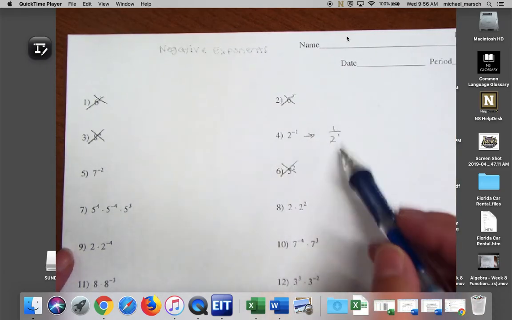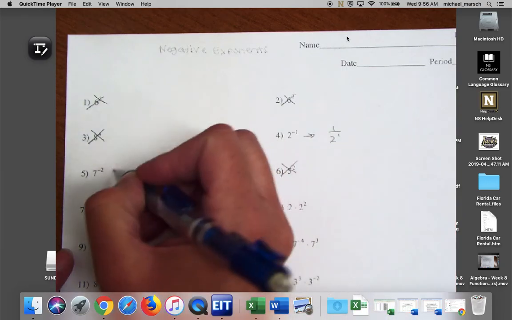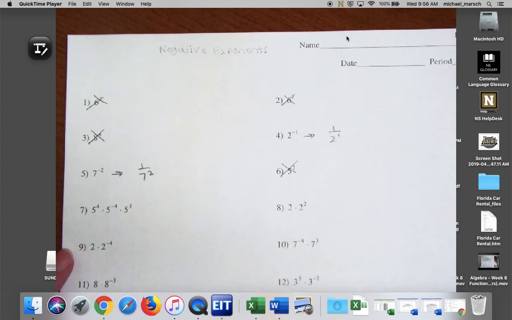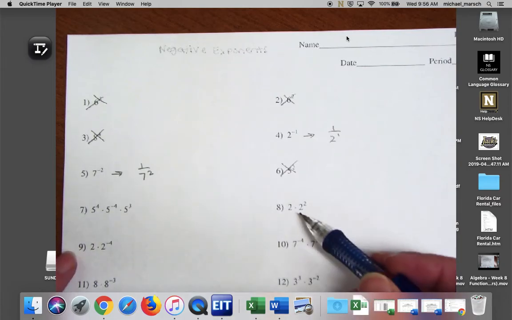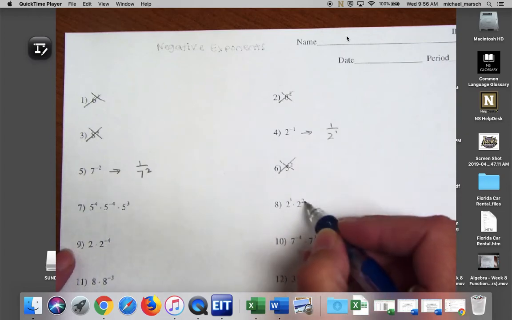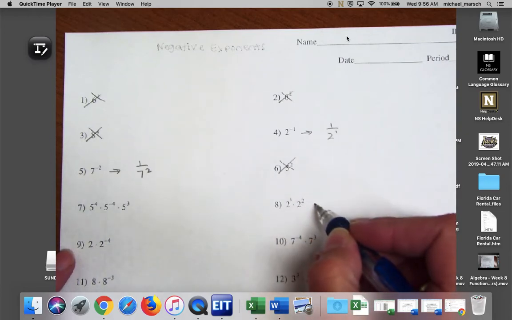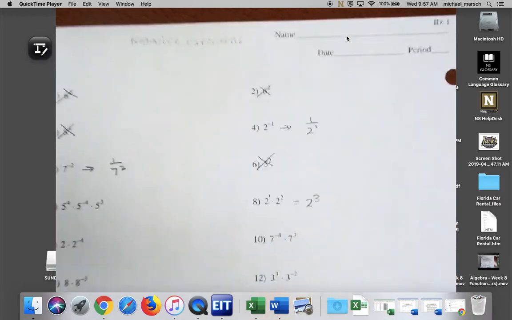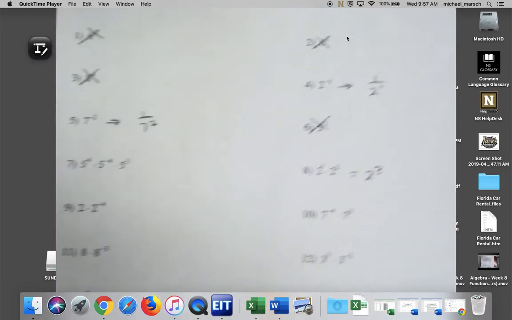So that would be 1 over 2 to the first power. This one would change to 1 over 7 to the second power. And then for number 8 here, remember there's that secret number 1 there. So I'm going to add the 2 plus the 1 plus 2, and I'm going to get 2 to the third power, and I don't have to do anything to that, right? It is what it is. There's no negatives. I leave it alone.